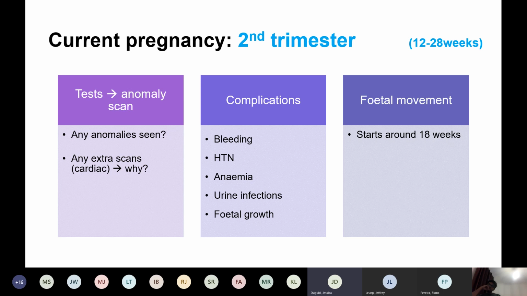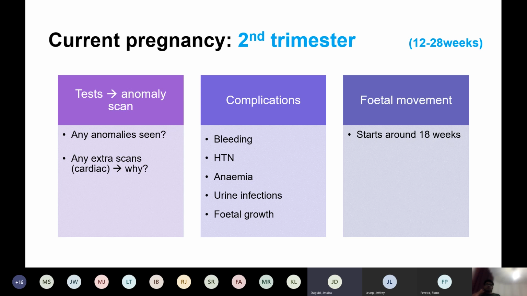So if this is things like a cardiac scan, so a more detailed heart scan, which could be done because they saw an anomaly on the anomaly scan, but it could also be done if the woman's high risk. So if she has a heart defect herself or her partner does, her previous baby has, if she's diabetic, you might do it, and if she's on anti-epileptic medication. So you want to ask if she's had any extra scans because it could indicate that something is wrong or they're concerned that something's wrong.